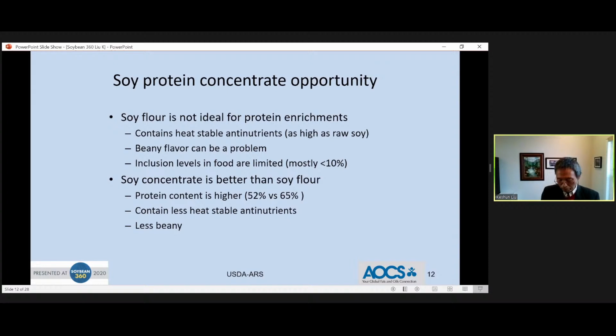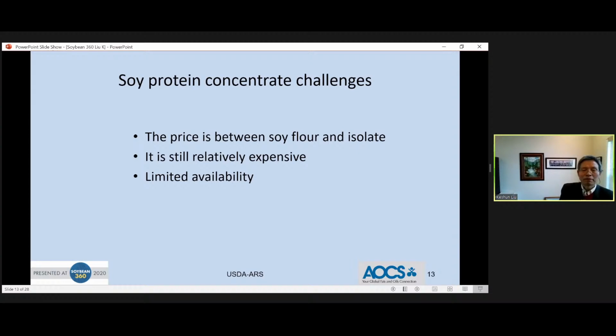But soy protein concentrate has some challenges. First of all, the price is between soy flour and isolate, so it is relatively expensive for some processors in terms of product development. Also, there is limited availability in certain areas and regions.